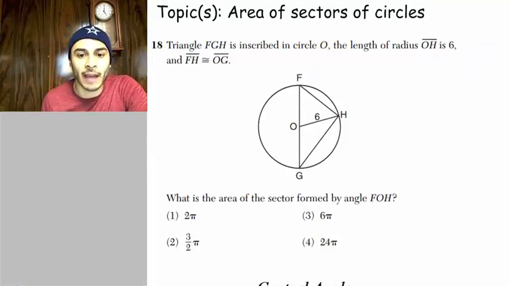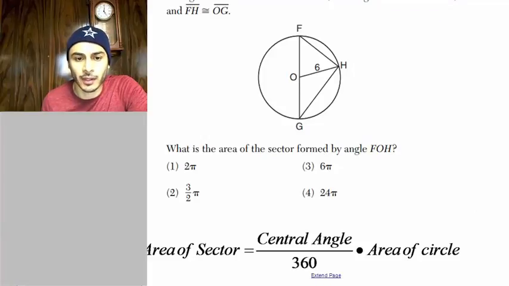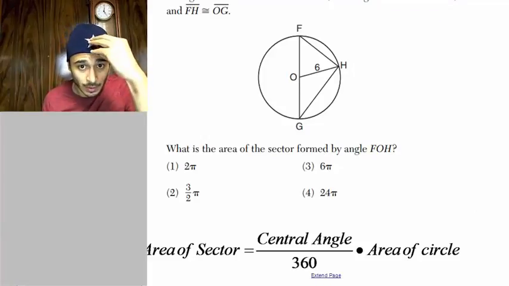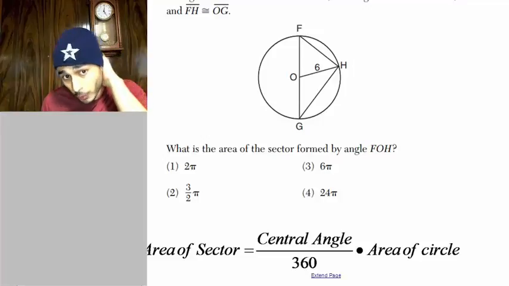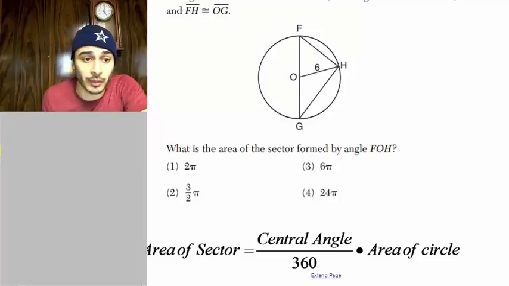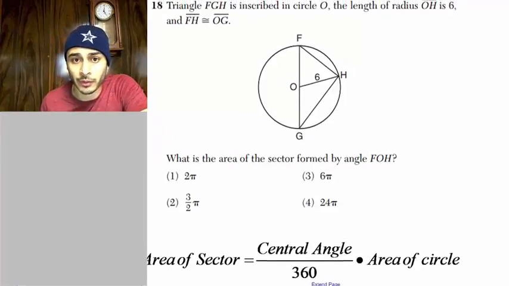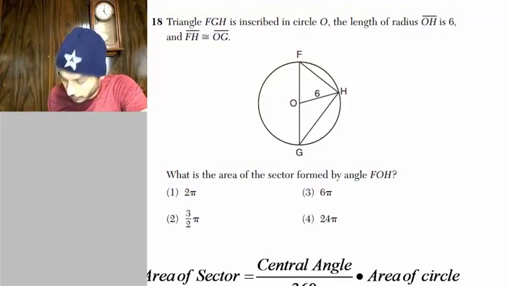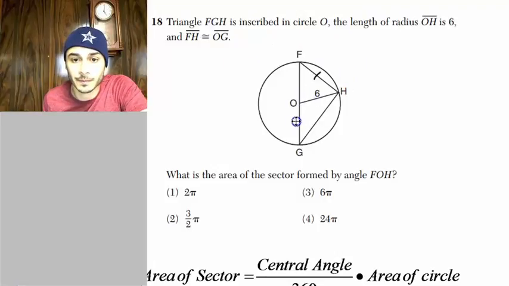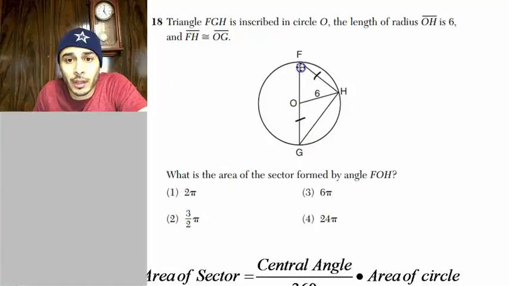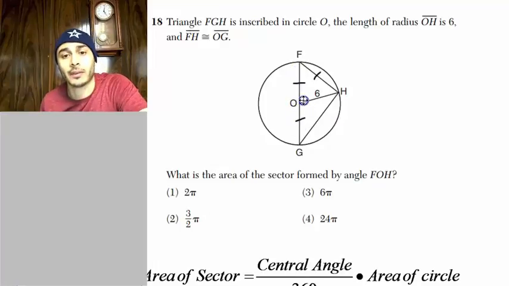So I have a formula for these types of questions to get the area of the sector. And it's not always as simple as plugging into a formula. Sometimes you have to work a little harder, as you'll see here. It says FH is congruent to OG. All right, and now if FH is congruent to OG, well, check this out. OG is also congruent to OF because this is a radius and that's a radius.